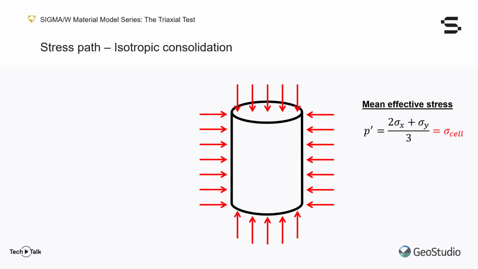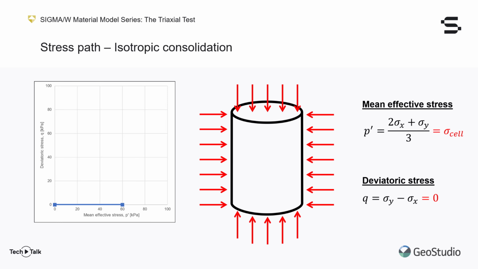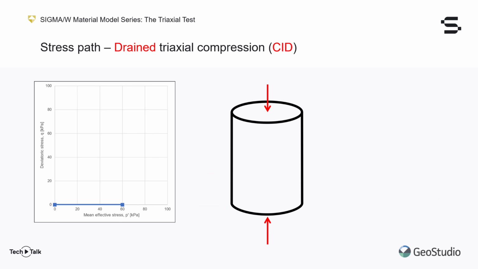Since the stresses are the same on every face of the sample, the deviatoric stress remains zero for the entire consolidation process. Plotting the isotropic consolidation process on a stress path diagram for an example case where the cell pressure is increased to 60 kPa shows the initial point at 0, 0 and the final point at a mean effective stress of 60 kPa and a deviatoric stress still at 0.